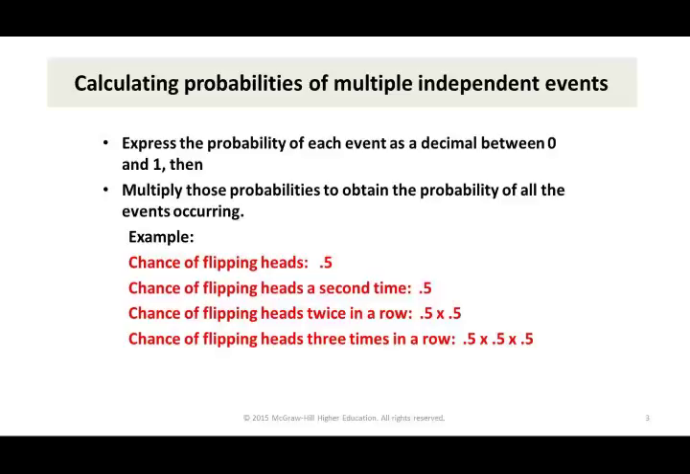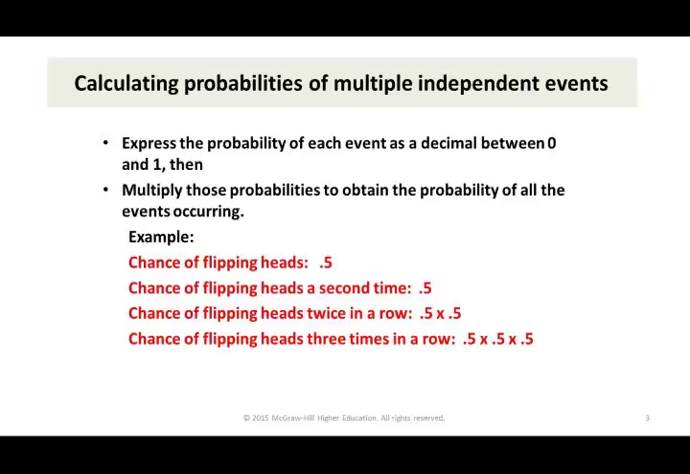Okay? So here's the example. Our chance of flipping heads is 0.5. Our chance of flipping heads a second time, because they are independent events, is also 0.5. So if we want to know the odds of flipping heads 2 times in a row, we multiply each independent event by the other, which gives us 0.25.